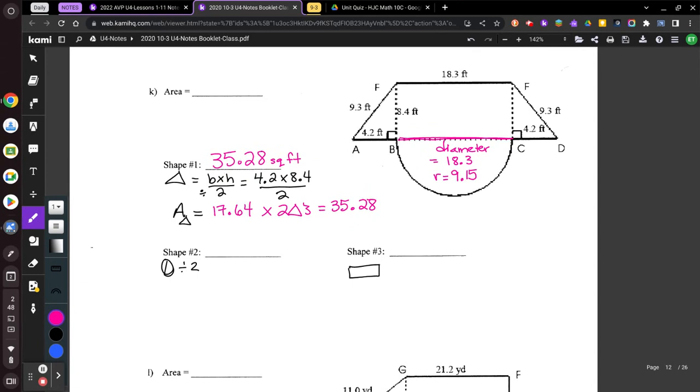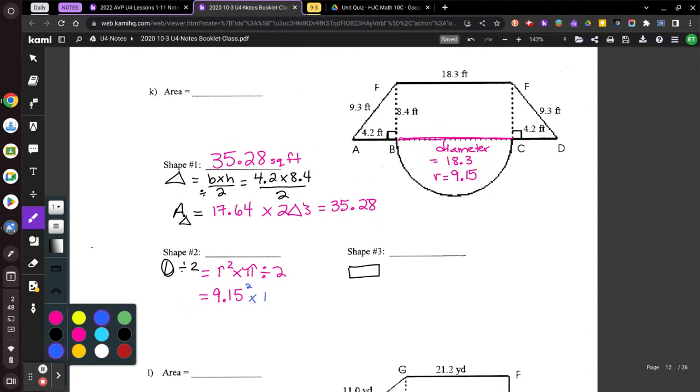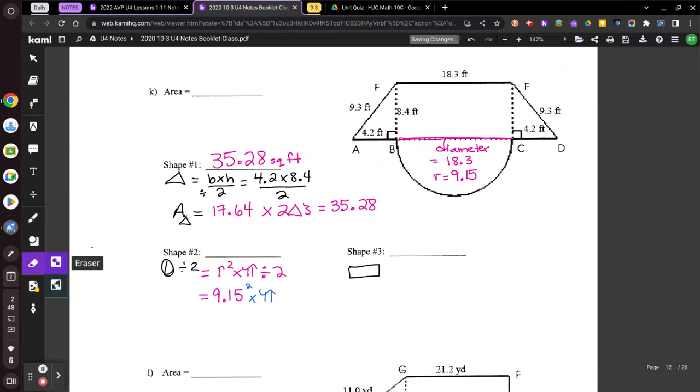So on my circle, the area is radius squared times pi divide 2. My radius is 9.15 squared times pi divide 2, because we cut that circle in half. It's only a semicircle. So that's going to give us 131.5 squared feet.